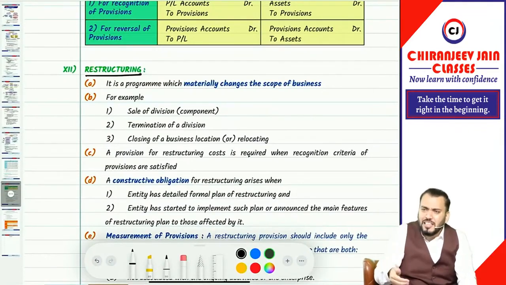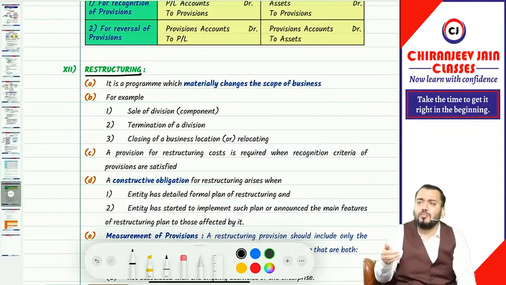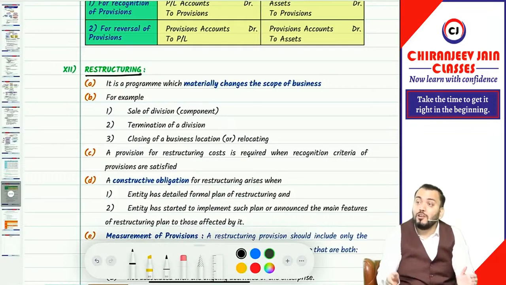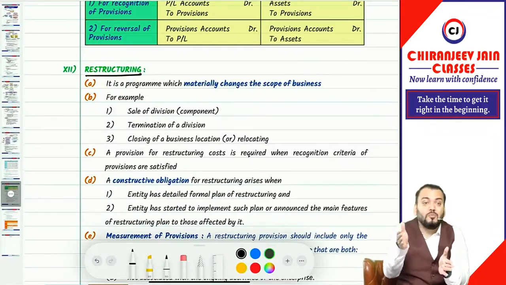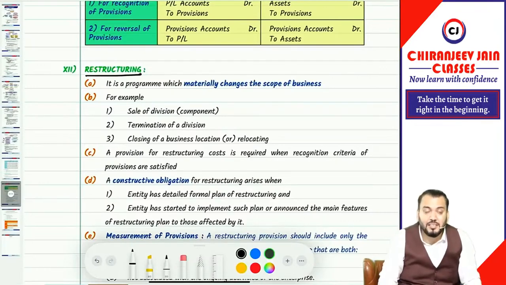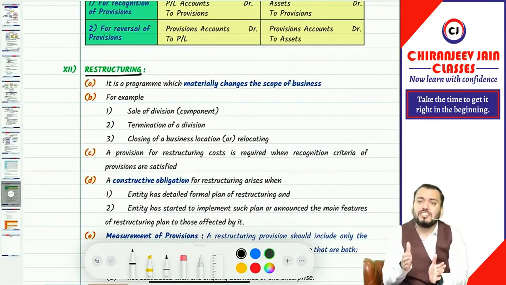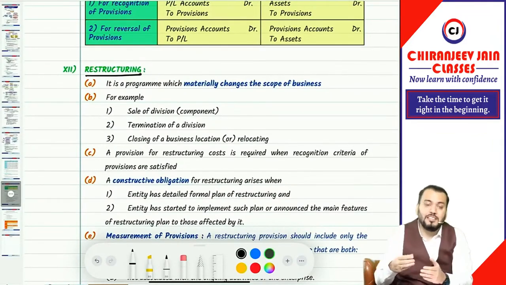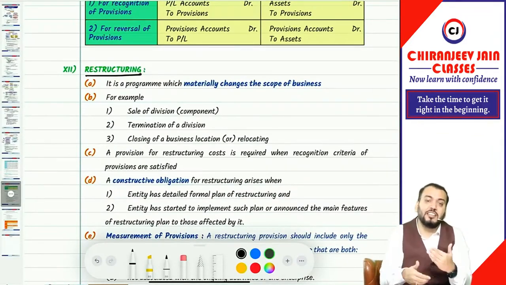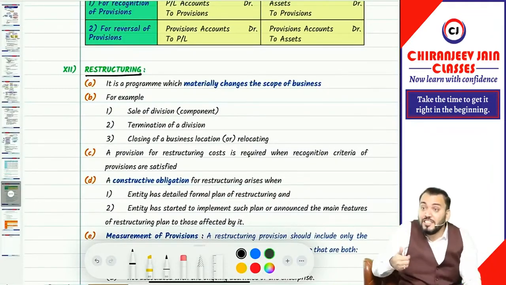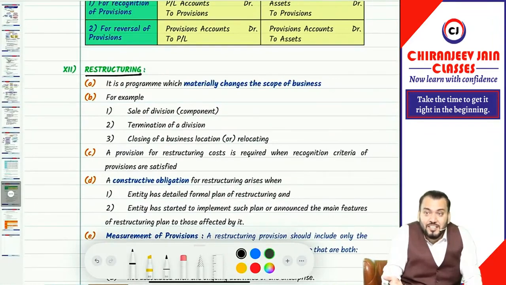I will take some more examples. For example, you want to close one factory. That is also restructuring. You want to shift your location from one place to another place. That is also restructuring. Are you getting? You want to discontinue one product. For example, I am teaching CA Foundation, CA Intern, CA Final. I want to discontinue CA Foundation right now. This is also restructuring.